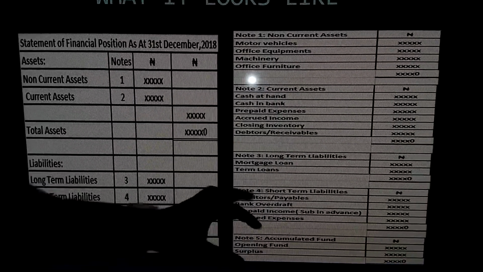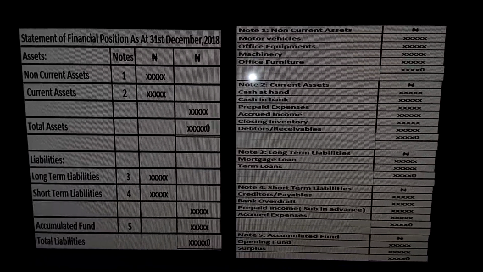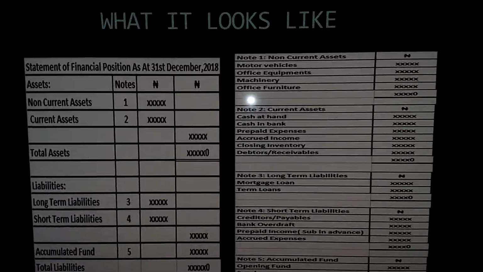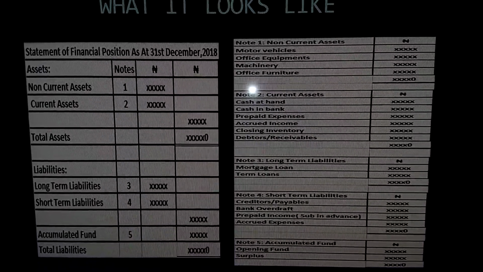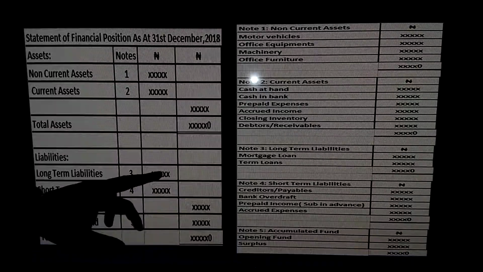You have maybe mortgage loan, term loans, and any other arrangement that is a long-term obligation to the club or to the organization. So the total is what you bring here as long-term liabilities.